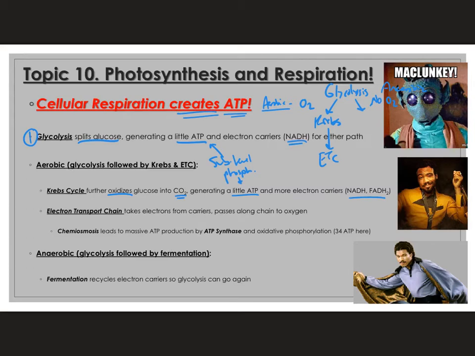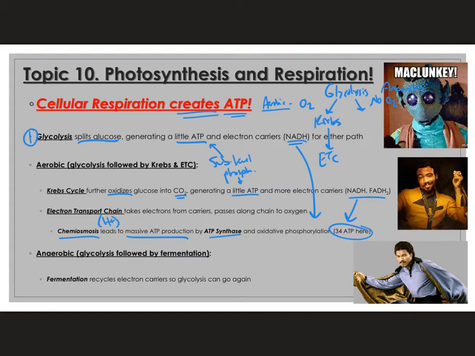And then the electron transport chain is where we make the majority of our ATP. And we make that when these electron carriers carry their electrons to the electron transport chain. The electrons pass down the chain of complexes. Chemiosmosis leads to massive ATP production thanks to ATP synthase. And again, remember, chemiosmosis involved that hydrogen movement across the membrane.